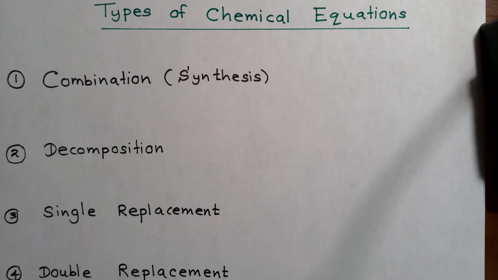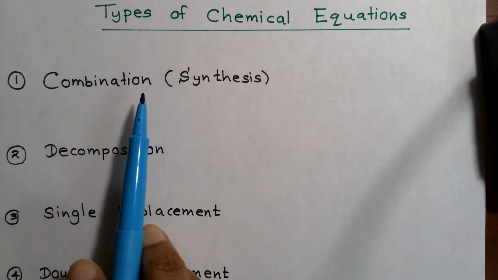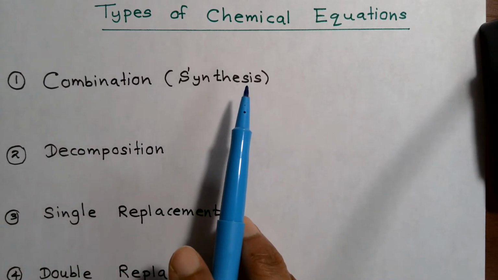Hello everyone, let's talk about types of chemical equations. There are different categories of chemical reactions, so let's try to identify them one by one. First one is combination reaction. Combination reaction, another name is synthesis reaction.